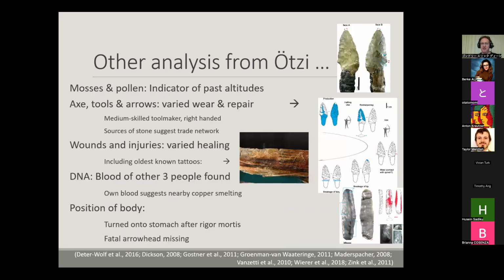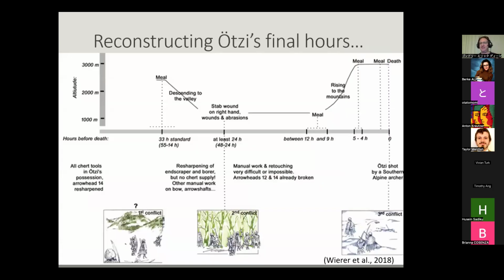Just to give you some examples, some of the evidence suggested that he was a skilled repairer of his tools. He had a number of wounds and injuries. His blood work suggested that he lived near a place that copper work was being done, and so forth. And so some scholars have pieced together what they think is the last day and a half of his life.